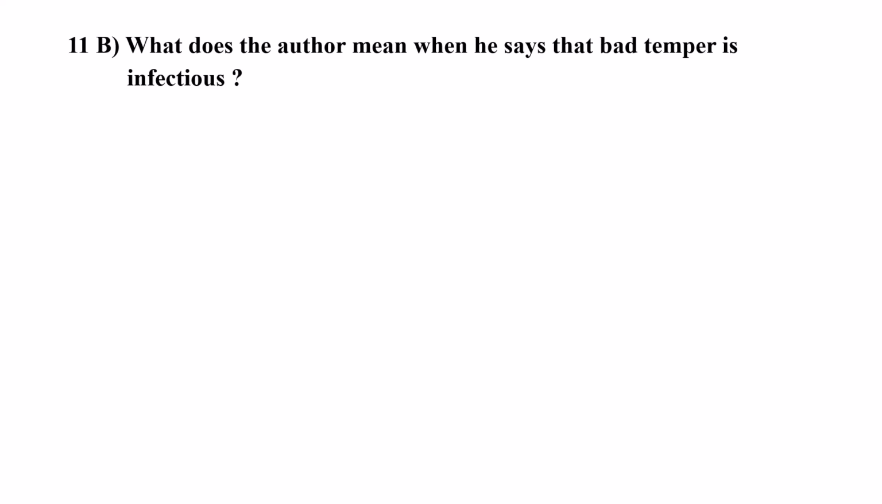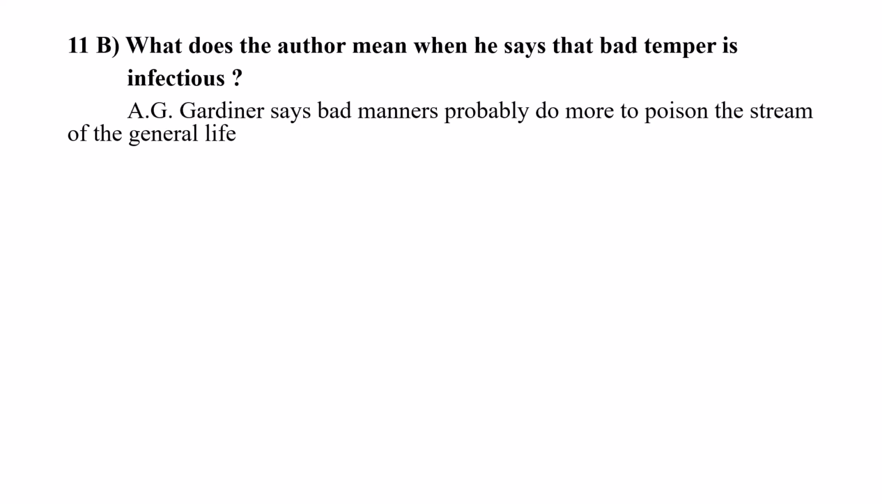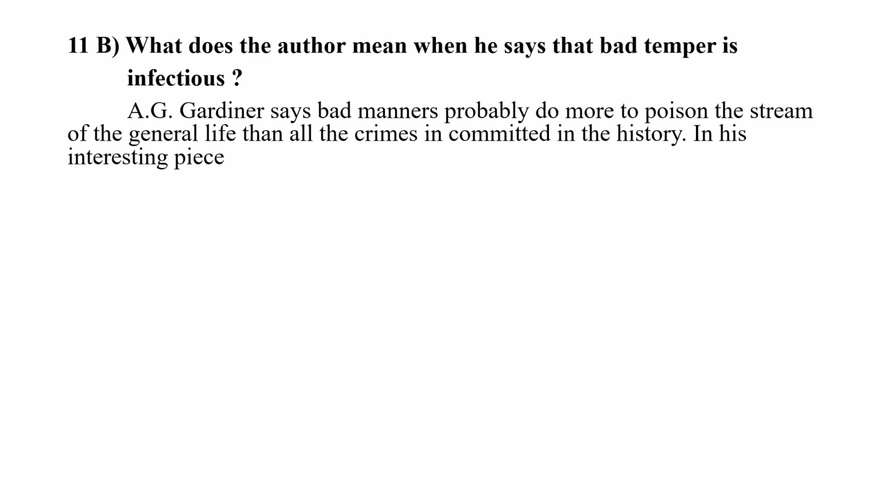Next question. What does the author mean when he says that bad temper is infectious? You remember from which lesson it's taken? On saying please. So, A.G. Gardiner says bad manners probably do more to poison the stream of the general life than all the crimes committed in the history.